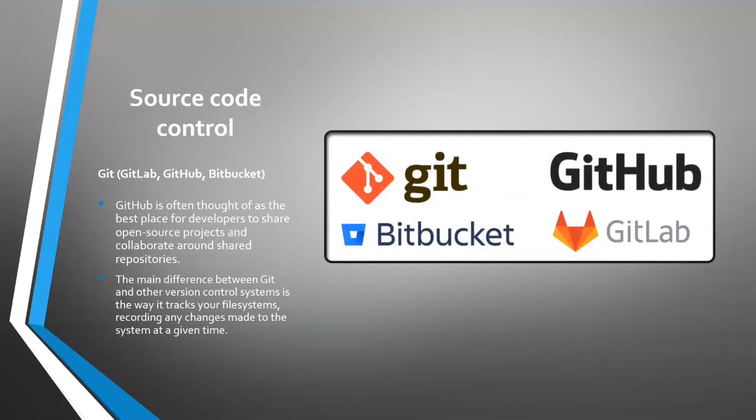The main difference between Git and other version control systems is the way it tracks your file systems, recording any changes made to the system at a given time. Git is crucial for alignment between all development and IT teams, leading to more visibility into development pipelines and more communication across engineering teams.